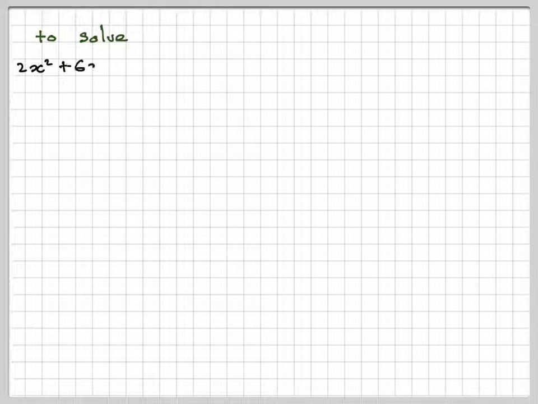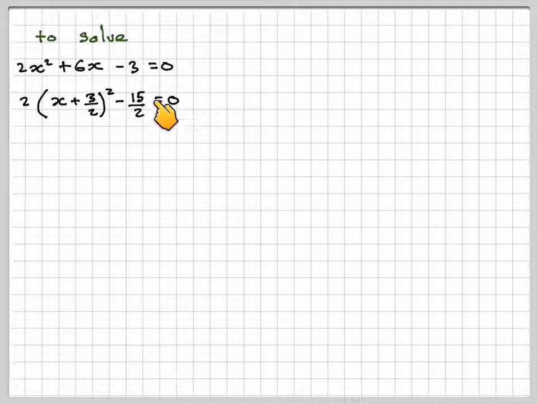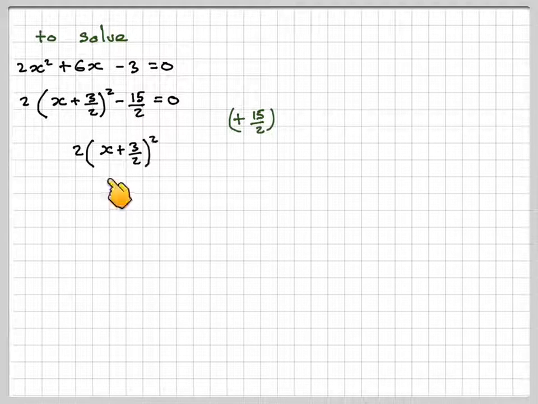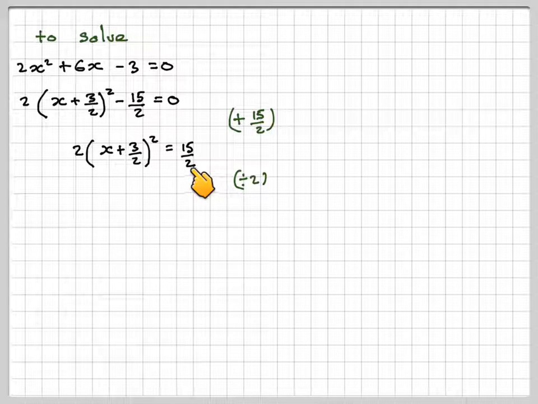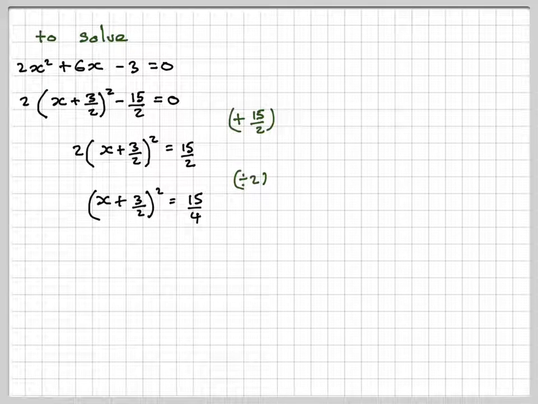So the original function was 2x squared plus 6x minus 3. To find the roots, we need to put it equal to 0. So using the completed square form. Now this is not quite so straightforward as the previous example, but the opposite of minus 15 over 2 is to add 15 over 2. So it gives me 2 brackets, x plus 3 over 2 squared is equal to 15 over 2. We now have a 2 in front, so we need to divide by 2. So dividing by 2, 15 over 2 divided by 2 gives 15 over 4. Again, if you're not sure, you could use your calculator.